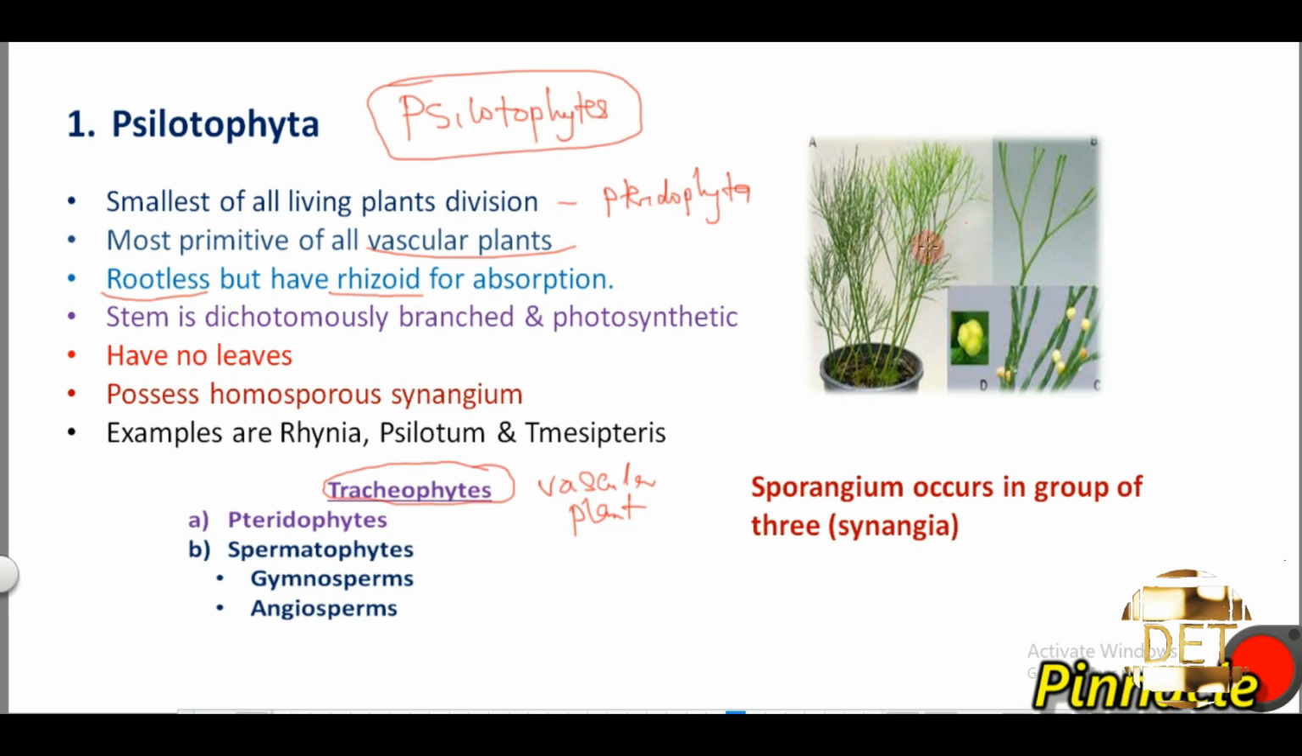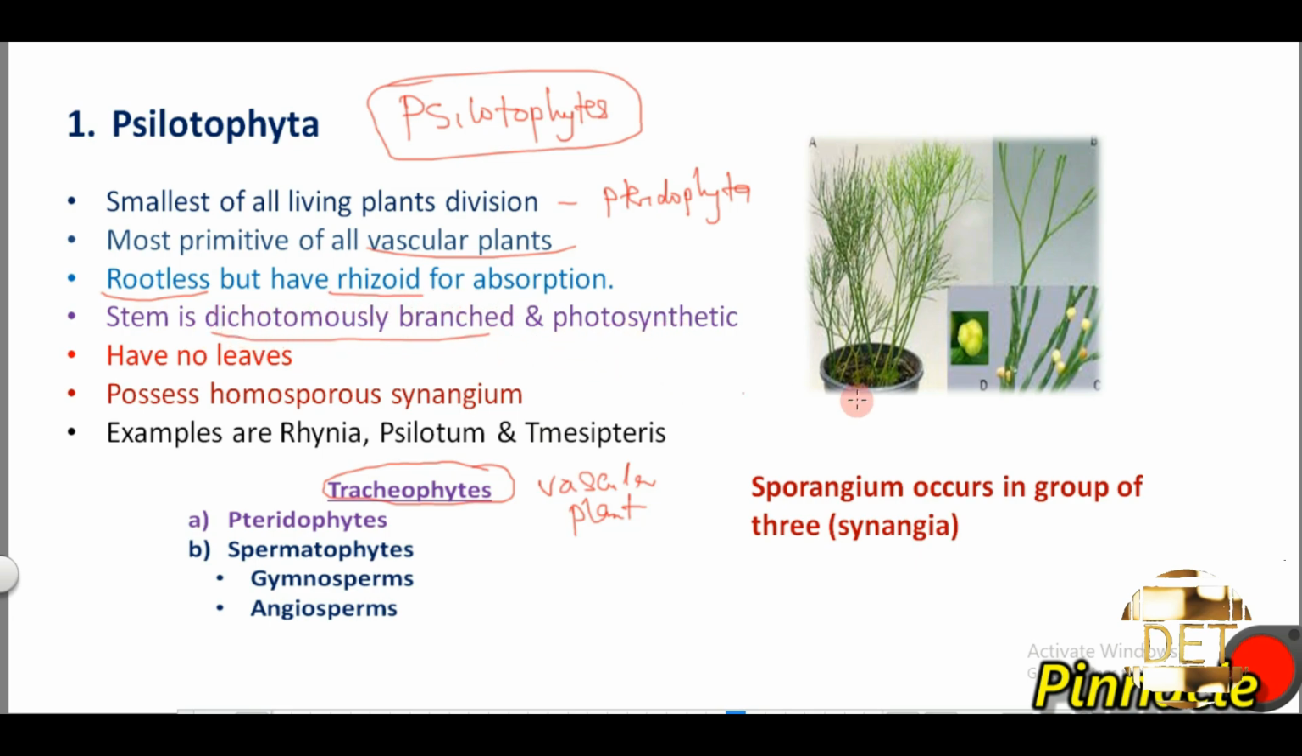So you can see the plants here. They are rootless, but they have rhizoids, which are root-like structures that they use for absorption. Then the stem in coelentophytes is dichotomously branched. It is dichotomously branched and photosynthetic.